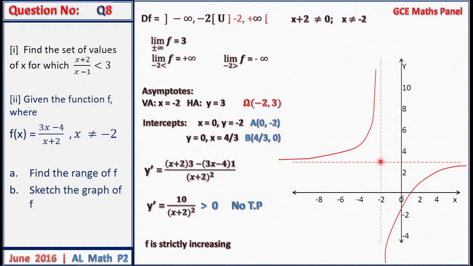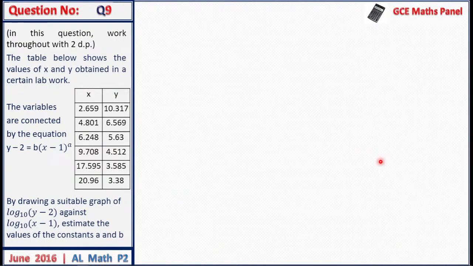Question 9 rather. In this question, you are to work throughout with two decimal places. So this question has a specification. We have to work throughout with two decimal places. The table below shows the values of x obtained in a certain lab work. The variables are connected by the equation y minus 2 equals b into x minus 1 to the power a.